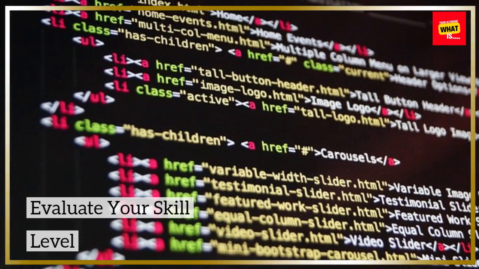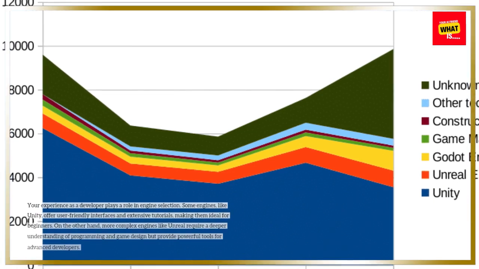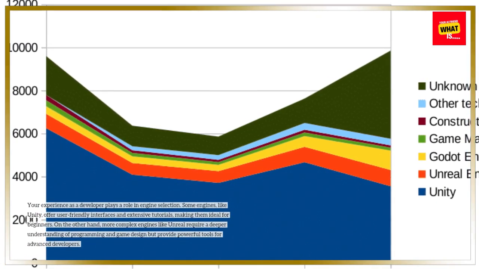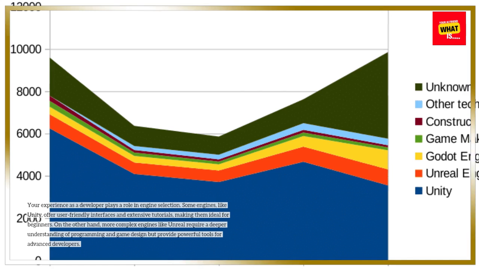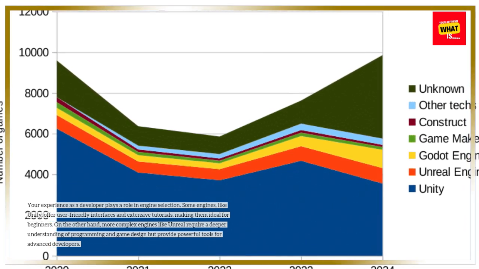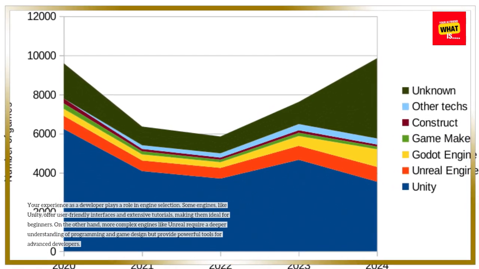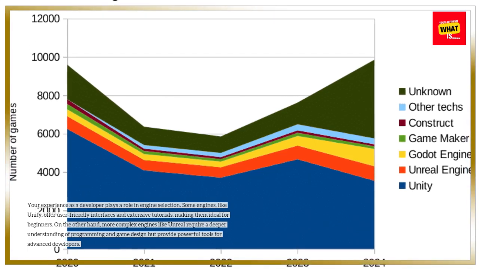Evaluate your skill level. Your experience as a developer plays a role in engine selection. Some engines, like Unity, offer user-friendly interfaces and extensive tutorials, making them ideal for beginners. On the other hand, more complex engines like Unreal require a deeper understanding of programming and game design but provide powerful tools for advanced developers.